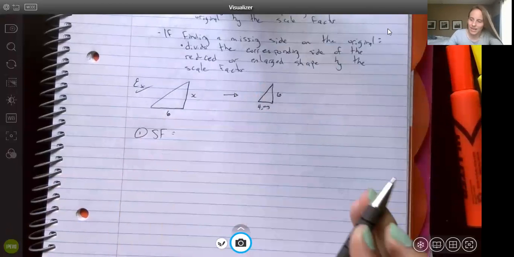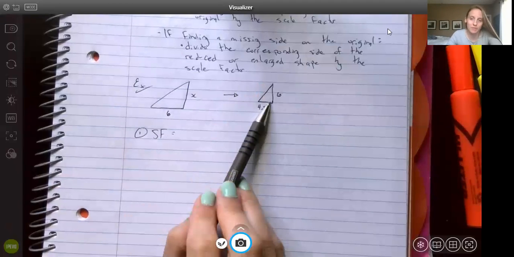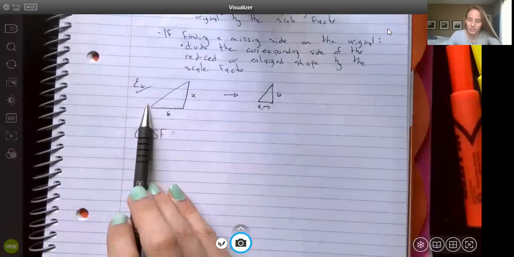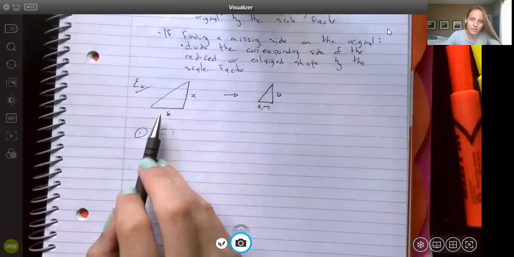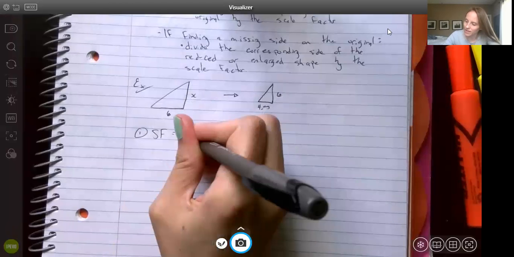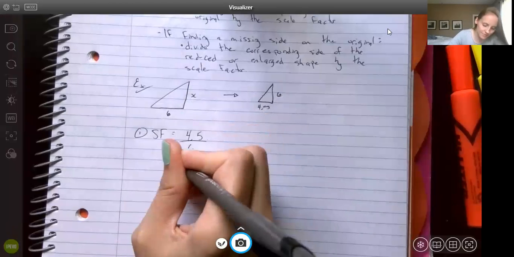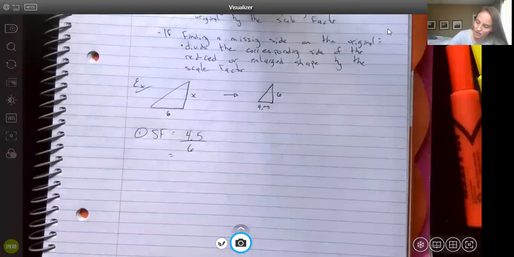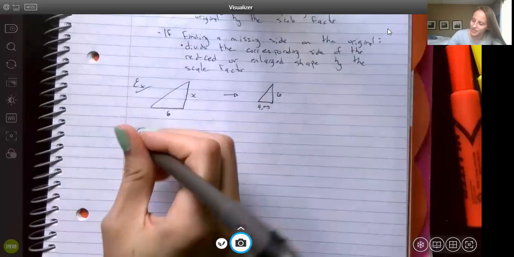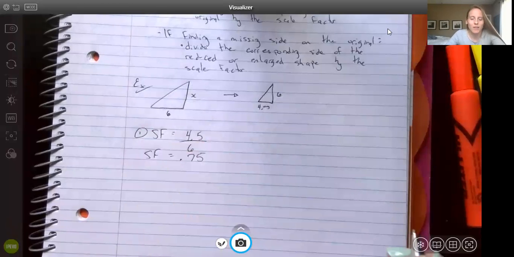In order to do that, I take my new shape, so either the reduced or the enlarged shape, and divide it by the original. So in this case, I need to use the corresponding sides that I know both of the values of. So I'm going to do 4.5 divided by 6. And that gives me, once again, 0.75. So my scale factor in this case is 0.75. And you will sometimes have a question where it specifically asks you for a scale factor and then asks you for the missing side length.